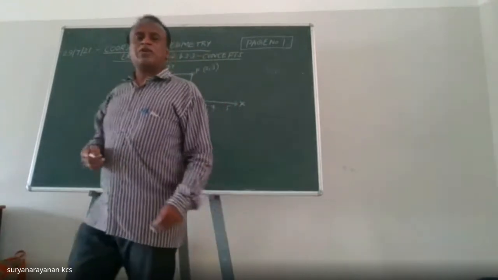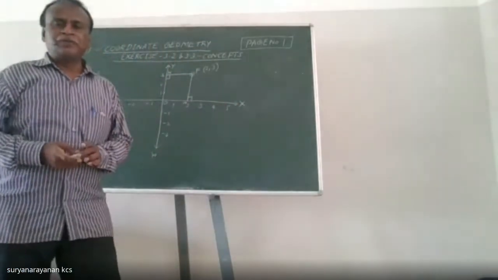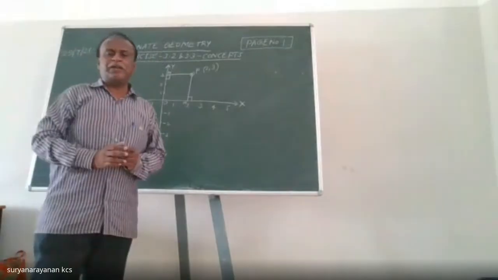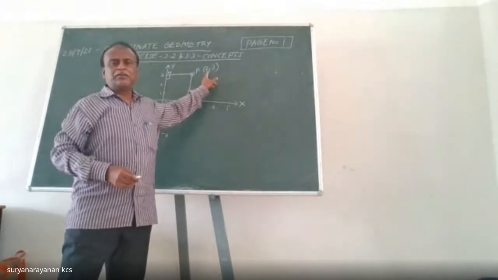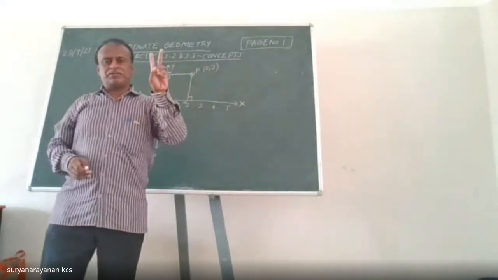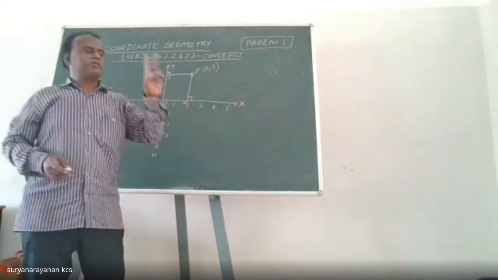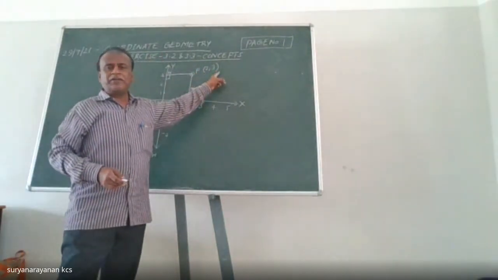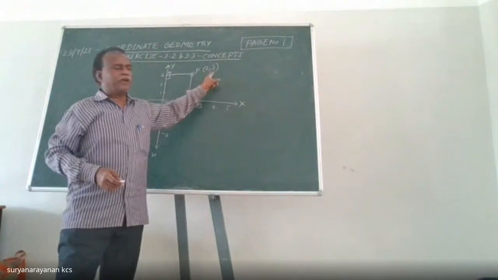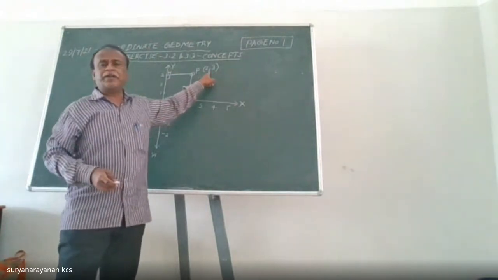So what are the coordinates of the point P? 2 and 3. In this ordered pair, there are two numbers. Namely, 2 is the first number and the second number is 3. They are separated by a comma.